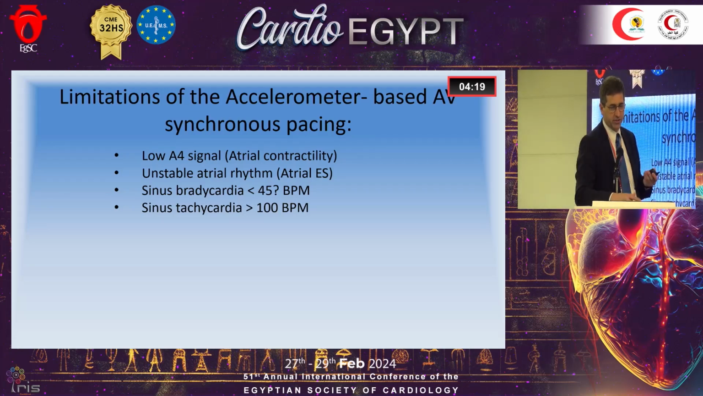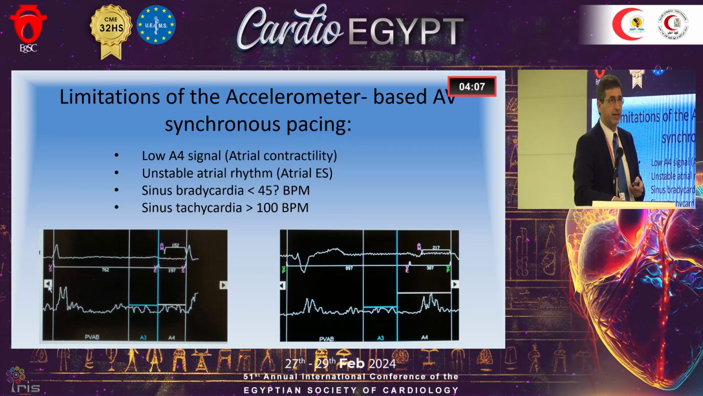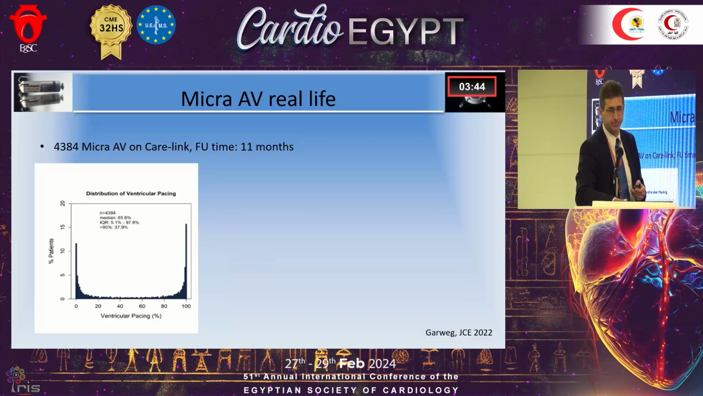There are, of course, different limitations: the low A4 signal, unstable rhythm, bradycardia, tachycardia, then we have problems with the VDD pacing. If we select the bad patient and we are not so lucky, then we see signals like on the left side, where it is very, very challenging to get the AV synchrony back. And if you look at the right side, the A4 signal is pretty high, and in that patient, it will be very easy to get the atrial contraction caught.